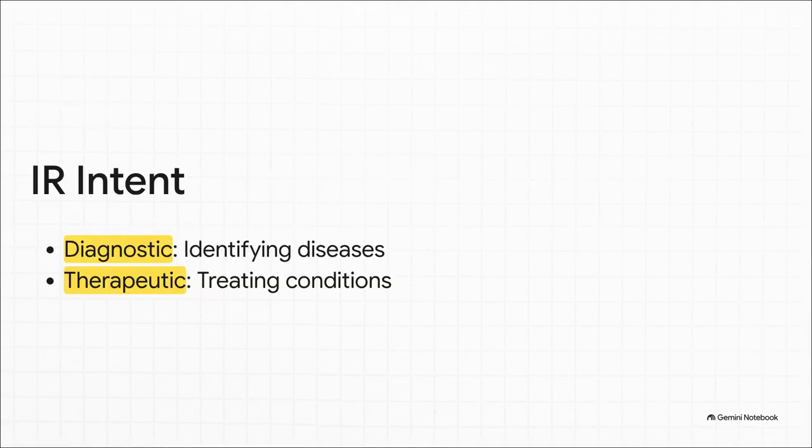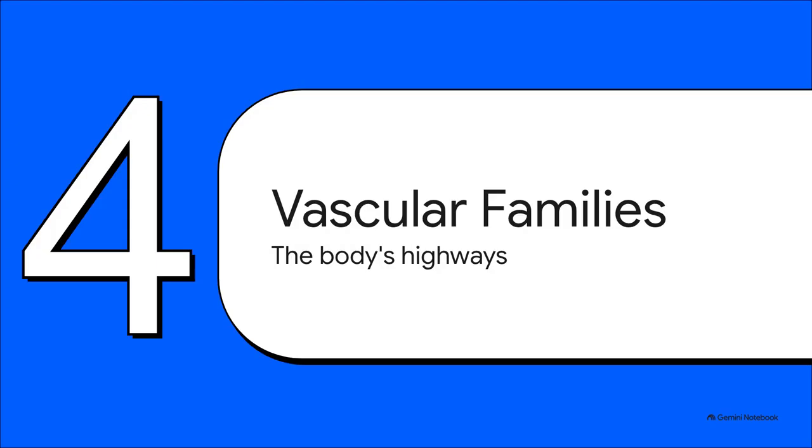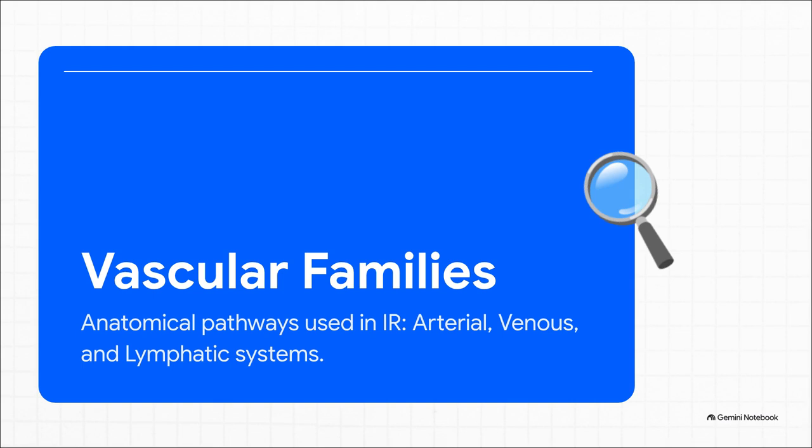The next crucial classification step is figuring out the intent of the procedure. Is it diagnostic or therapeutic? Diagnostic procedures are basically reconnaissance missions, identifying disease, where S&I is heavily focused on mapping out the anatomy. Therapeutic procedures are where we manage or actually treat the condition, like deploying a stent. Here, S&I is guiding the precise placement of that therapeutic device. Section 4. The vascular families. Let's see how this builds as we dive into the anatomy.